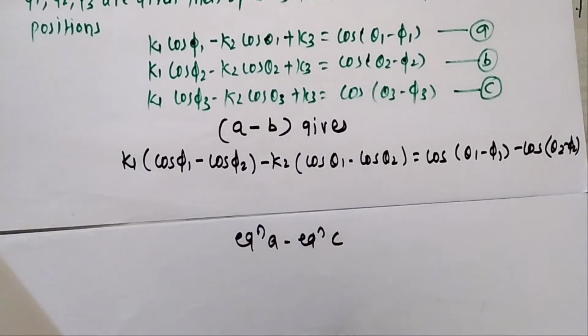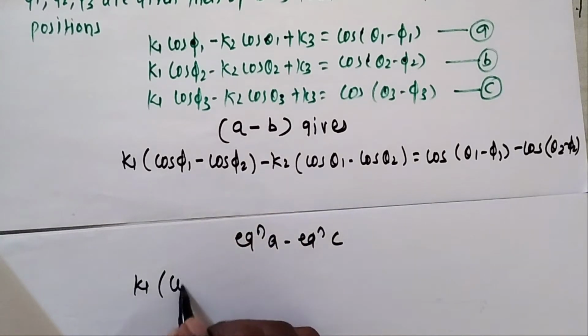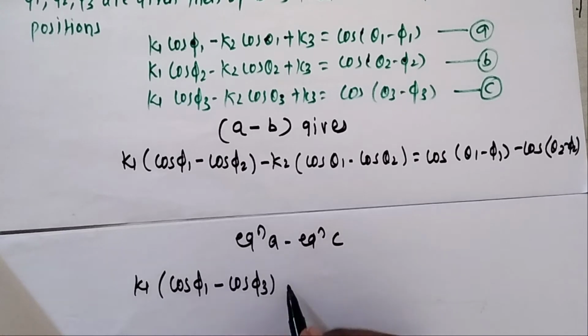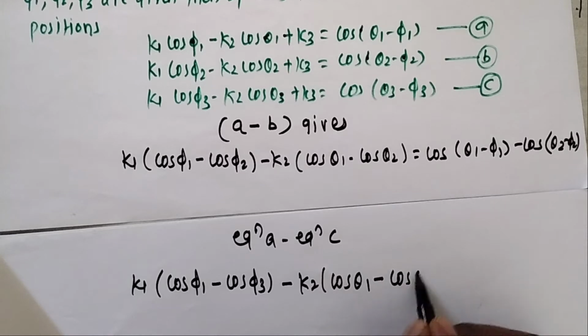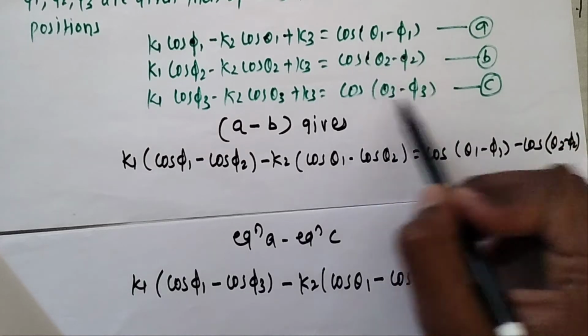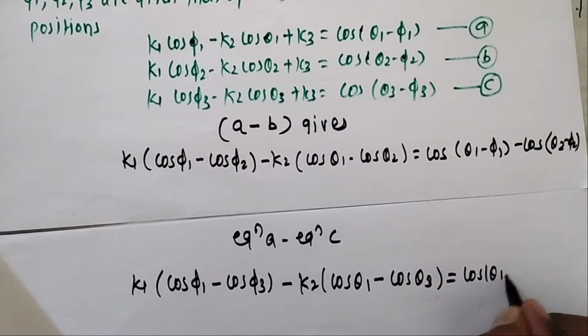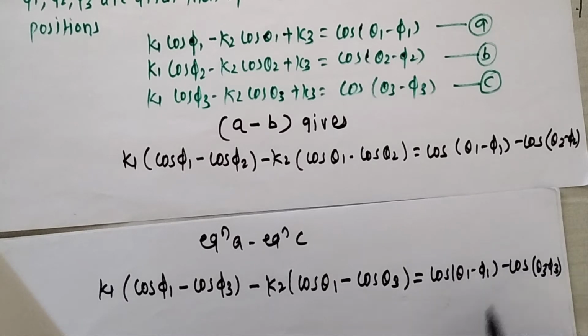Similarly, what I get, K1 again common, instead of phi 2 it will be phi 3. So K1 cos of phi 1 minus cos of phi 3, minus K2 as it is into cos of theta 1 minus cos of theta 3, equal to the right hand side of A minus C, cos of theta 1 minus phi 1 minus this term. So it is equal to cos of theta 1 minus phi 1 minus cos of theta 3 minus phi 3. So we get these two equations.